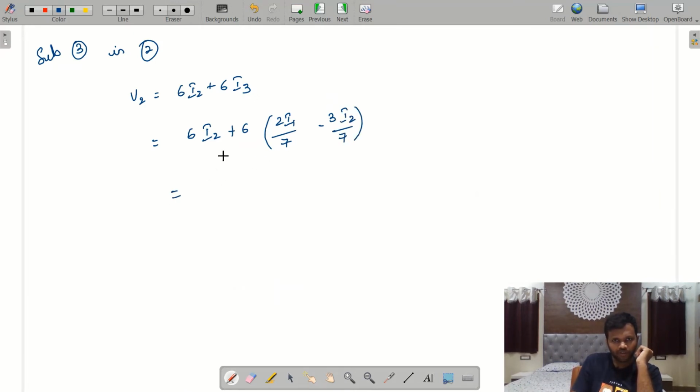So which will be equal to 12 I1 by 7. Okay, 7 5 are 42 minus 18. Okay, 42 minus 18, 6 3 18. You'll get 24 I2 by 7.